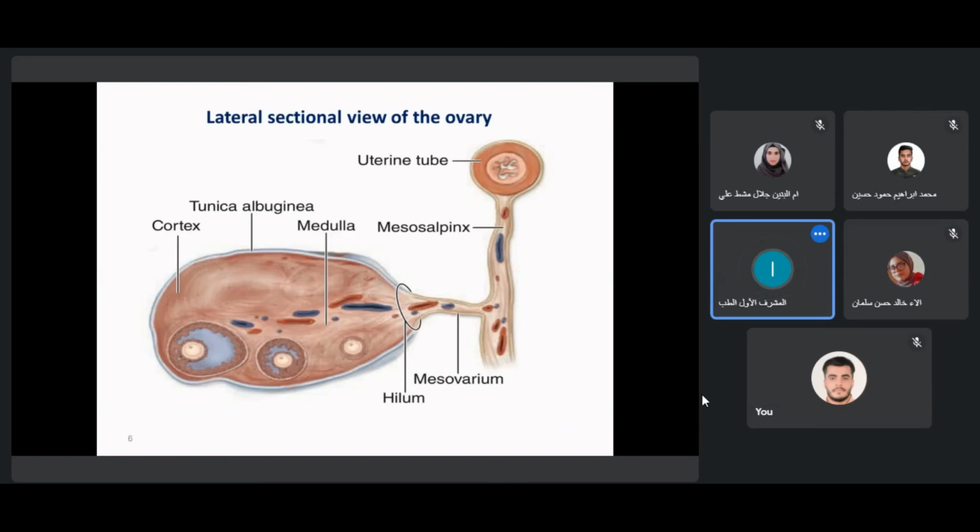صباح النور. واضح الصوت يمكن؟ واضح دكتورة. تمام.